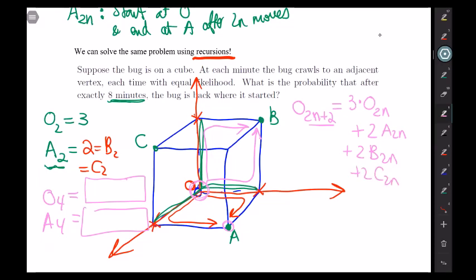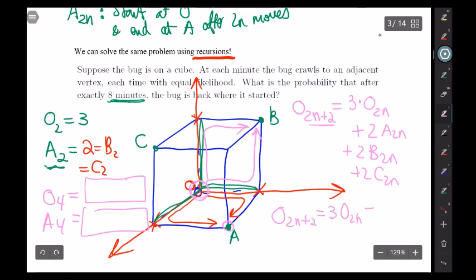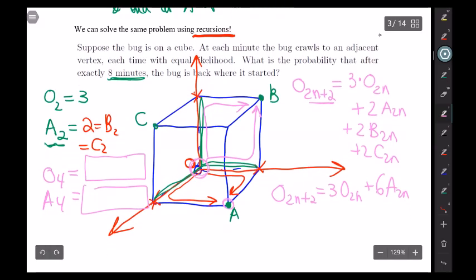Do you guys agree? But earlier we established that A_{2n}, B_{2n}, and C_{2n} are symmetric. So therefore, really the recursion is this: O_{2n+2} is really 3 O_{2n} plus 6 A_{2n}. Let me just use A. Why don't you guys try to construct the recursion for A_{2n+2} in terms of O_{2n} and A_{2n}? I'm missing a coefficient here.